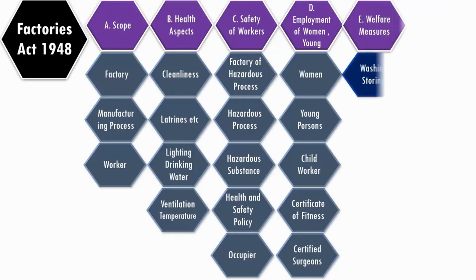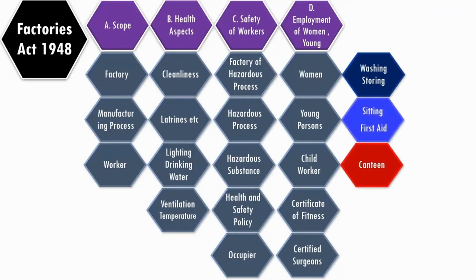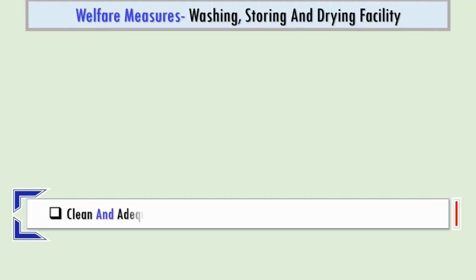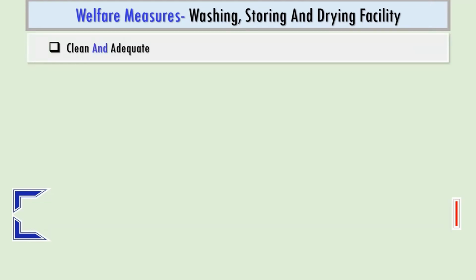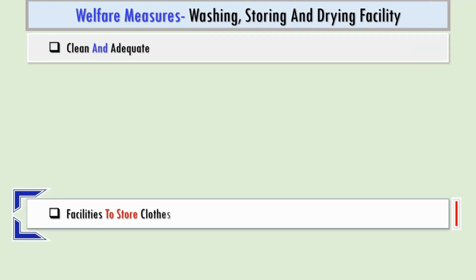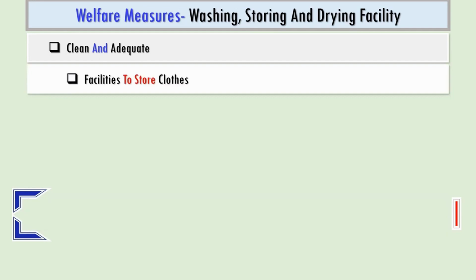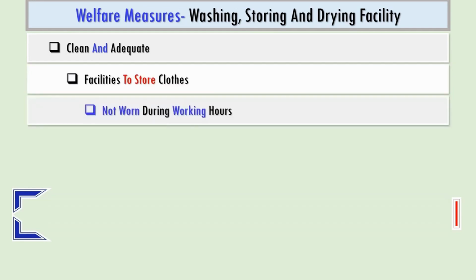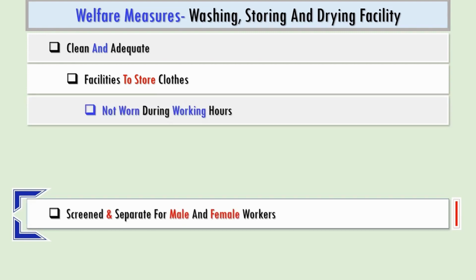Welfare measures under the Act: washing and storing area, sitting area, first aid, canteen and creches, and welfare officers. The Act provides for clean and adequate change rooms with facilities to store clothes that are not worn during working hours, and it also specifies screened areas separately for men and women workers.